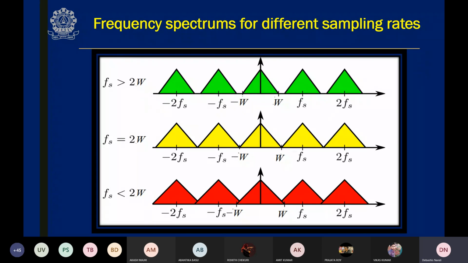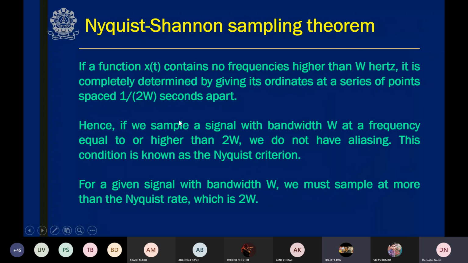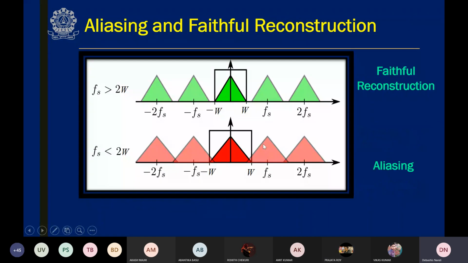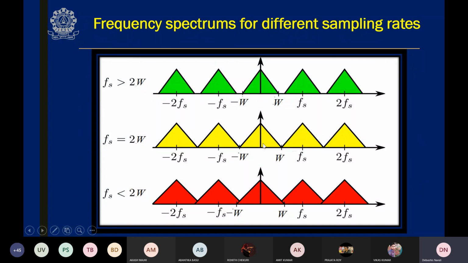Nyquist is one scientist. So, Nyquist criteria is this. Here it is written. Nyquist criteria means Fs greater than or equal to twice W. Under this condition, it is possible to reconstruct the signal without any aliasing effect. So faithful reconstruction is possible in that case. Therefore, Fs greater than or equal to twice W is called the Nyquist criterion.